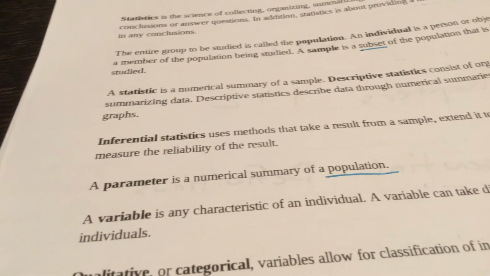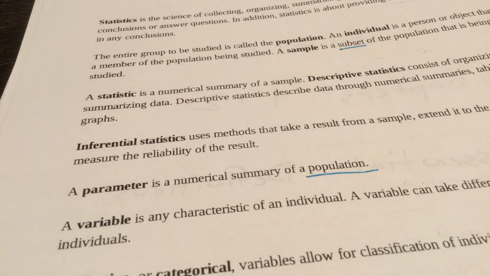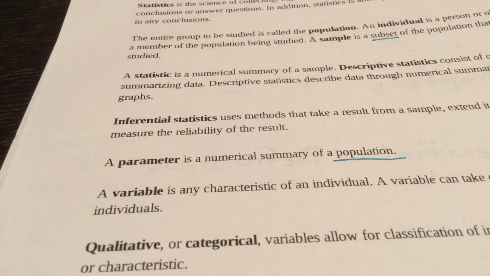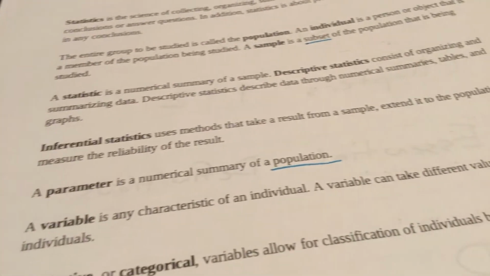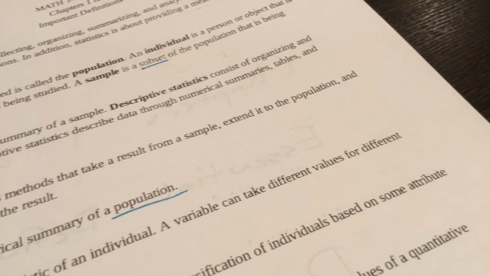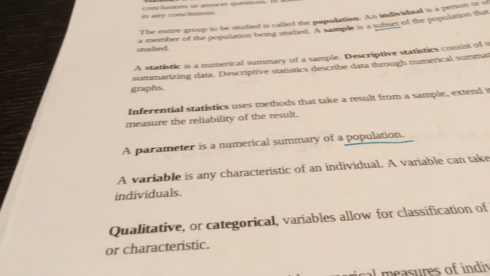A parameter is a numerical summary of a population. Look at the alliteration again. Statistic, sample, parameter, population. A variable is any characteristic of an individual. A variable can take different values for different individuals.